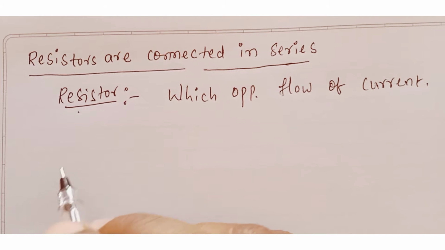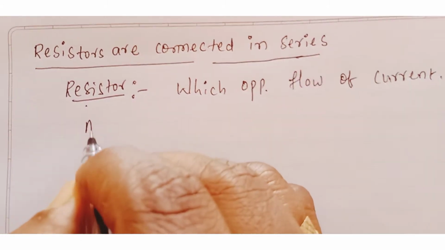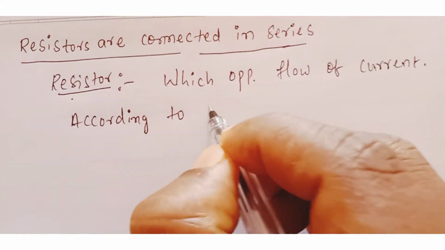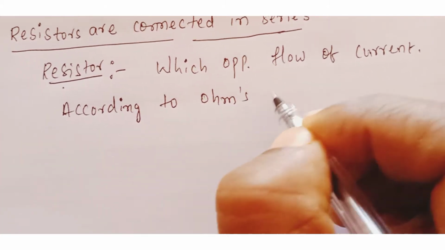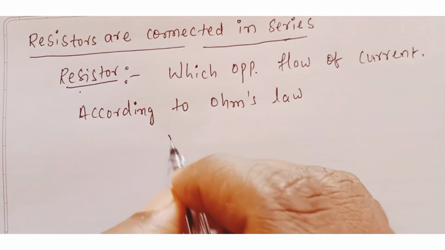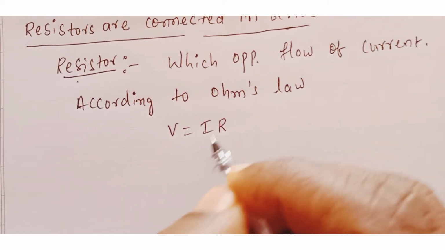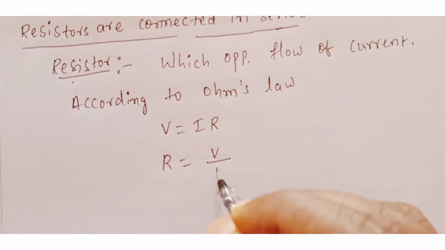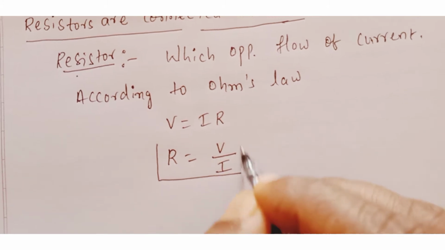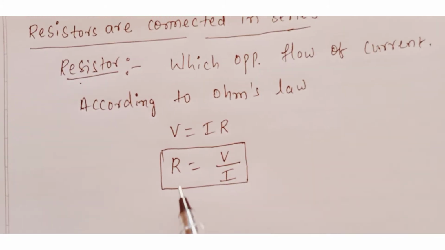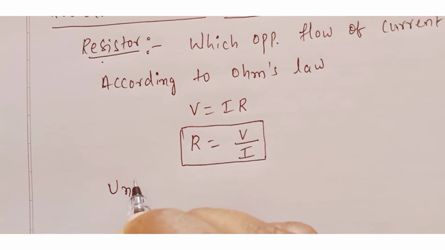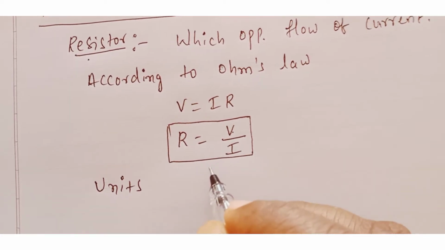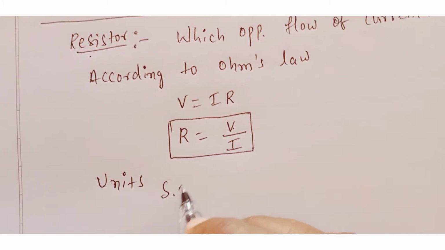in the circuit. Now, according to Ohm's law, V equal to IR, then R equal to V by I. What are the units here? The potential difference or voltage unit in SI units is volt.